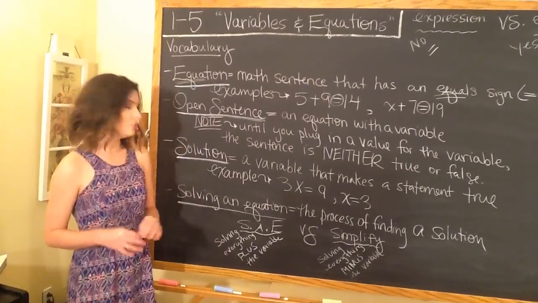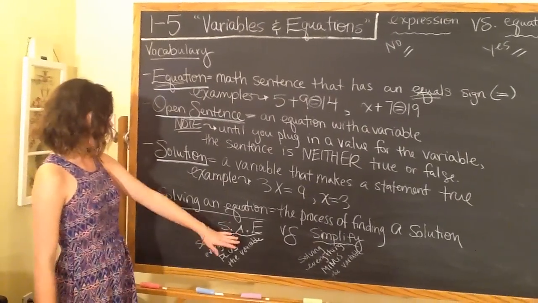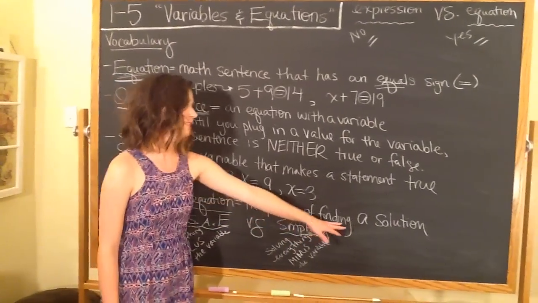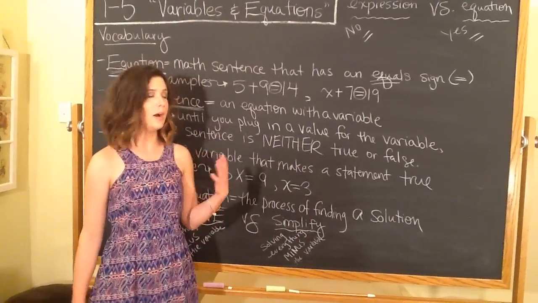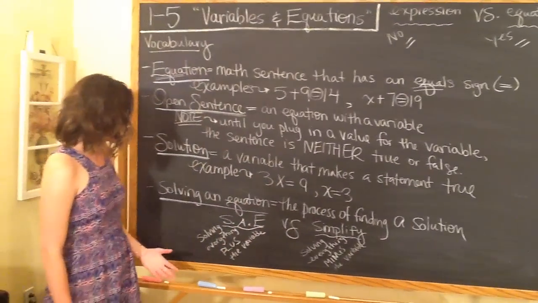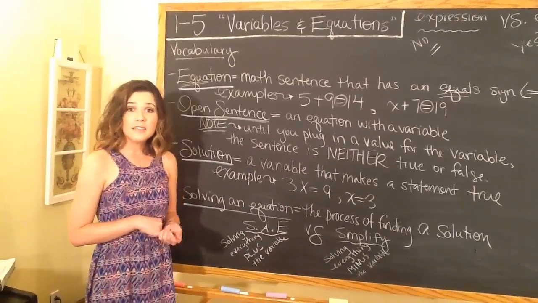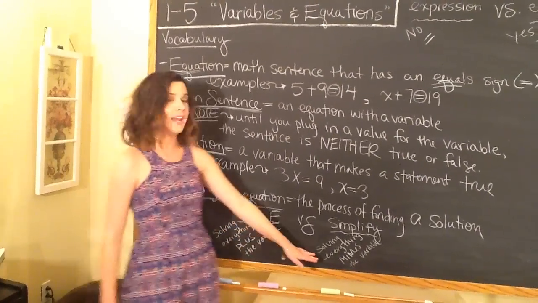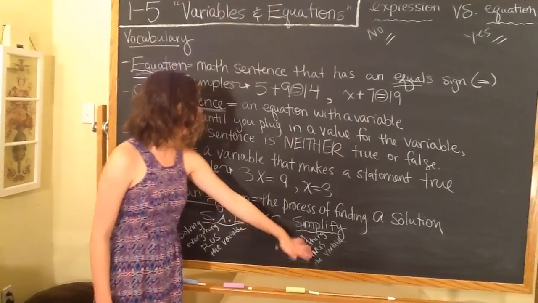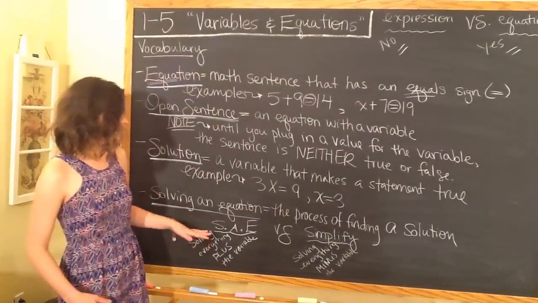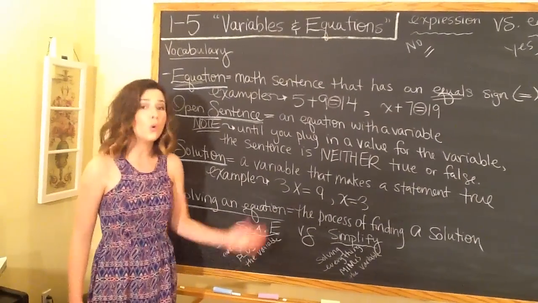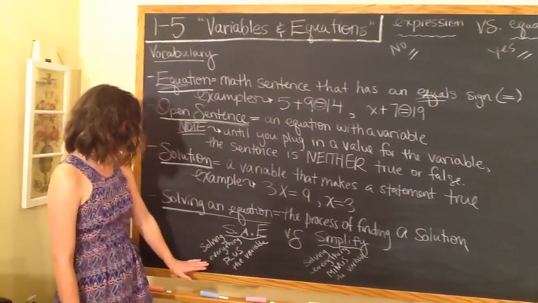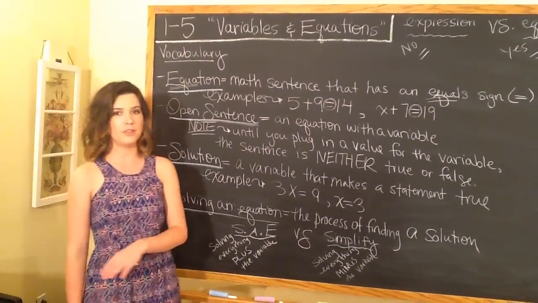Another important term is solving an equation. Now what does that mean? That is the process of finding a solution. So it's solving some kind of problem with a variable. Last lesson we talked about simplifying, and that was solving what we can, but this is a little bit different, because solving an equation is finding the whole solution. So simplifying is solving what we can, and solving an equation is solving everything.